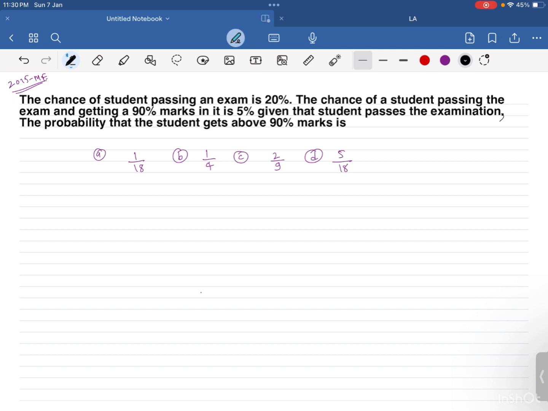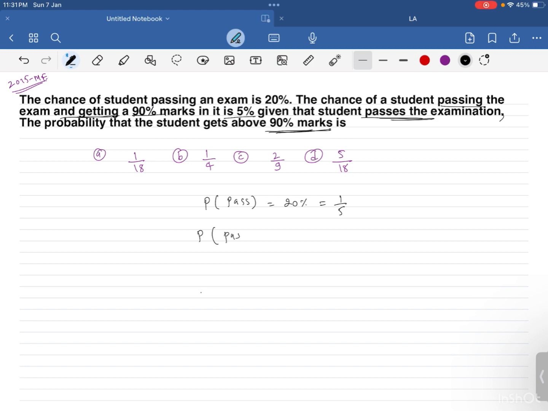So what we have to find is the probability that a student will get 90% marks given that the student passes the exam, right? First of all, we are given that the chance of a student passing an exam is 20%. So the chance of passing the exam is 20%, that is 1 divided by 5. And the second statement is that he passes the exam and gets 90% marks is 5%.